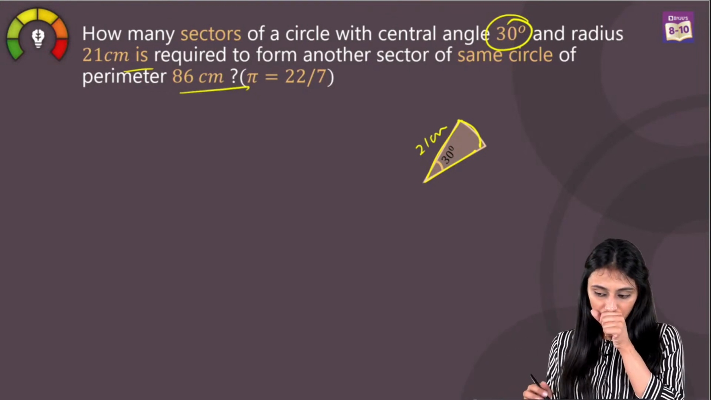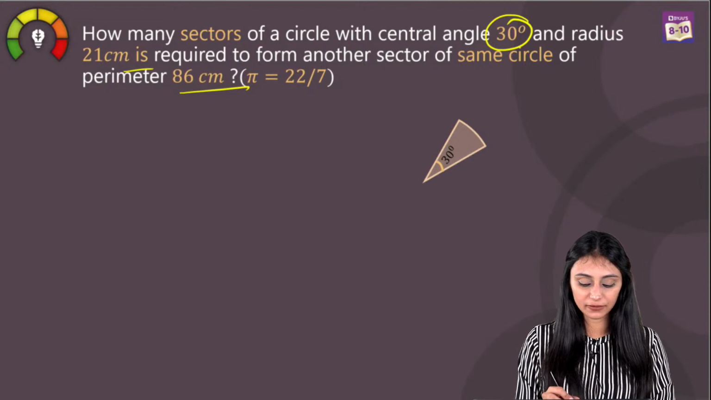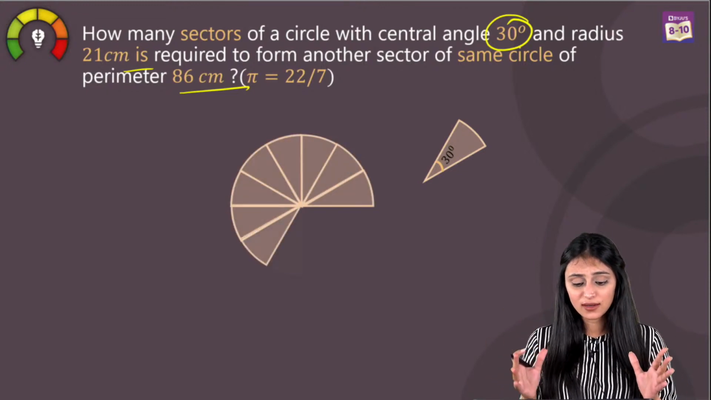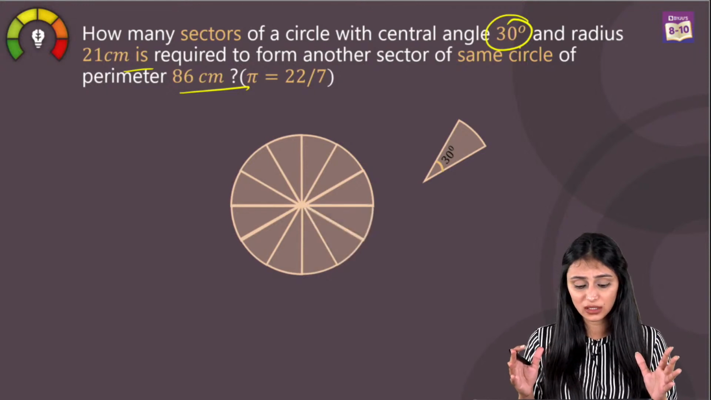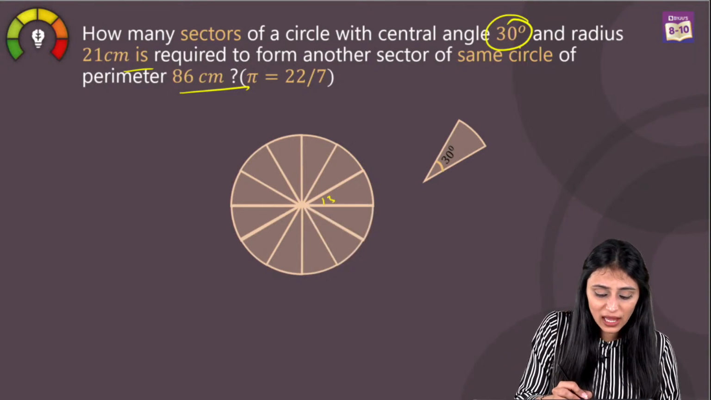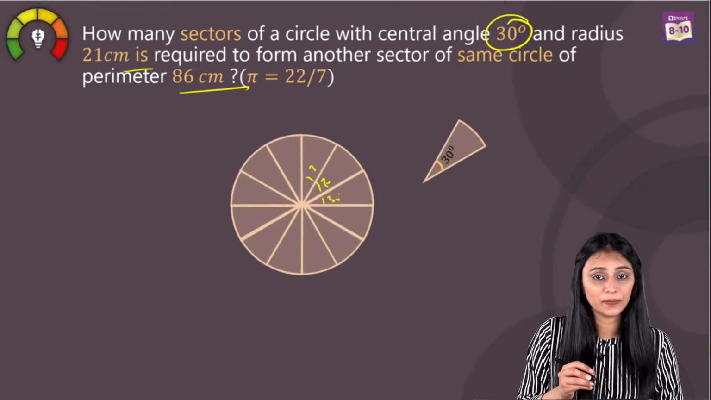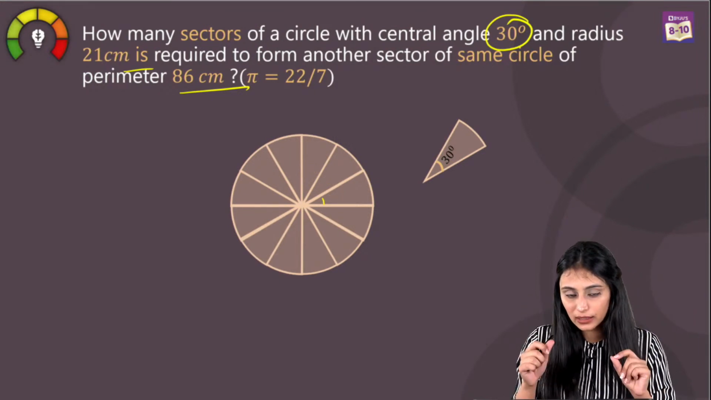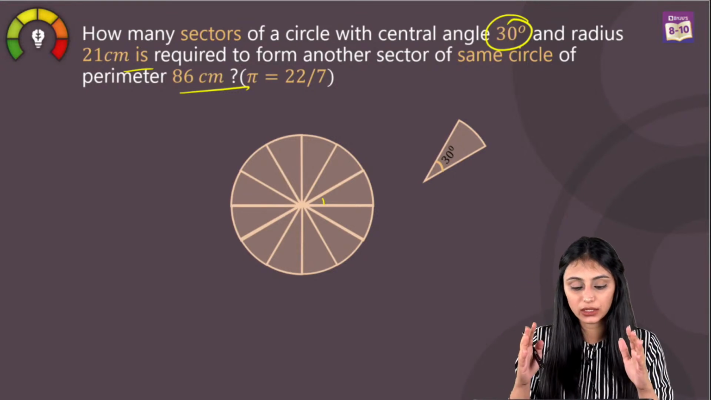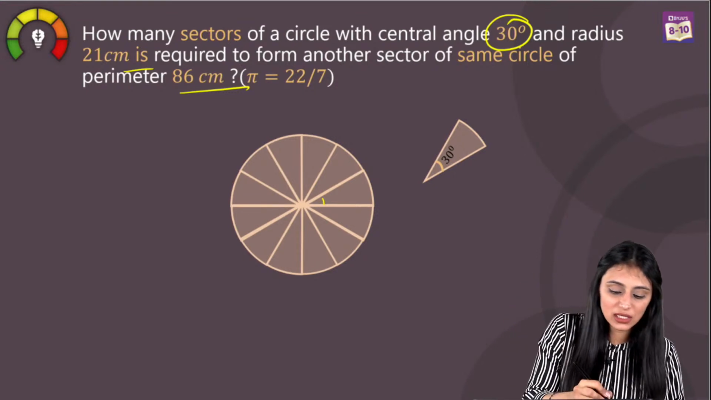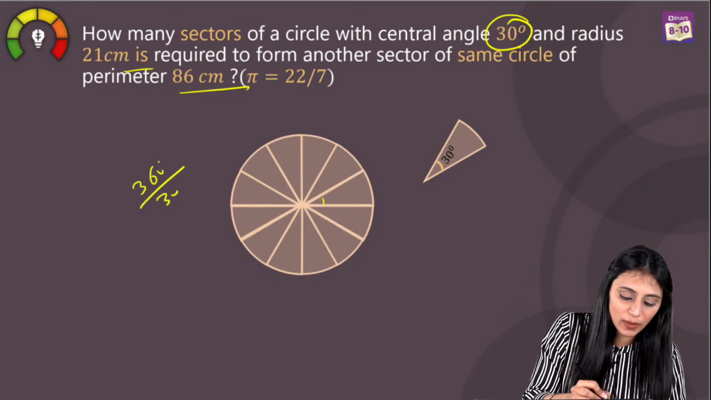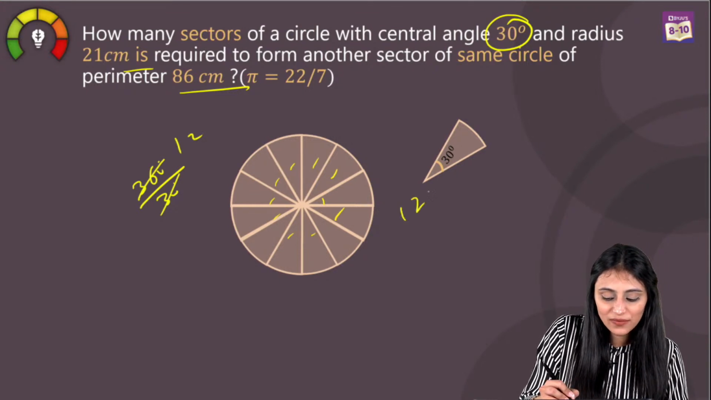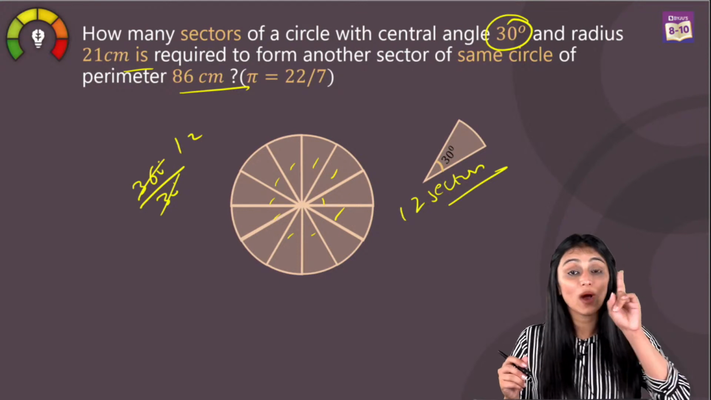Now, this is a sector that we have. Let's suppose in a circle, a complete circle is of 360 degree, right? And each of these central angles is 30, 30, 30. We are talking about one circle, so the complete circle is 360 degree. 360 degree divided by 30 degree gives you 12. In all, you have 12 sectors in one complete circle.